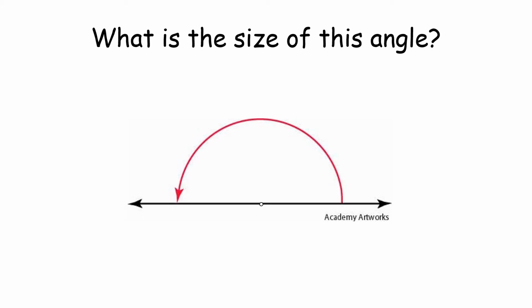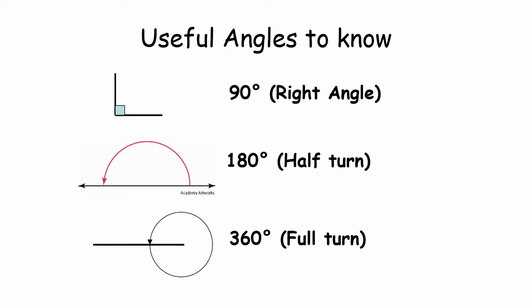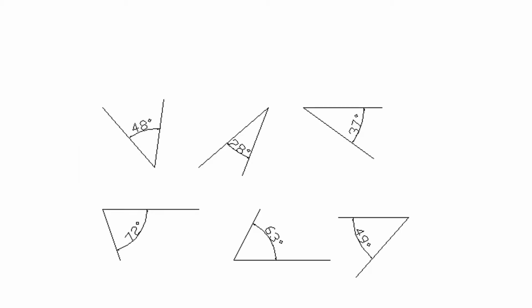So here we have an angle. Can you tell what size this is? So this is 180 degrees. It's half a turn, or it's also known as a straight angle. So this angle here is a full rotation or full turn, and it is 360 degrees. So these are really important ones to use, and we'll be using these in lots of different ways over the next 5 years.